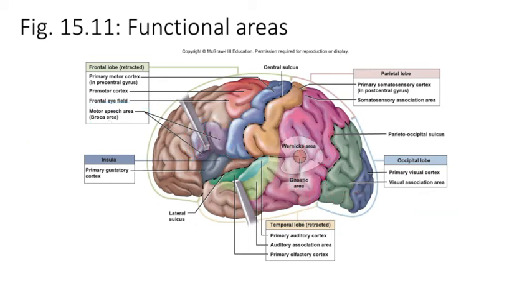So all I want you to know is the name of these two areas, motor speech and Wernicke's. One of them we are going to name after someone because that's the alternative your book gave you. And then I want you to know what they do. So motor speech would be production of language, and Wernicke's area is comprehension of language.